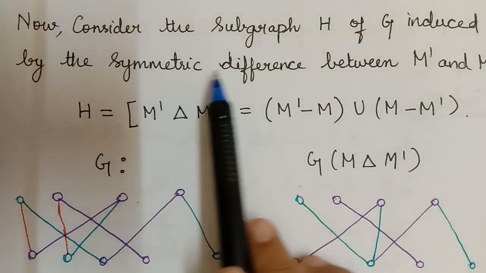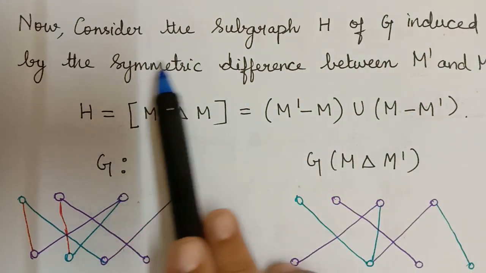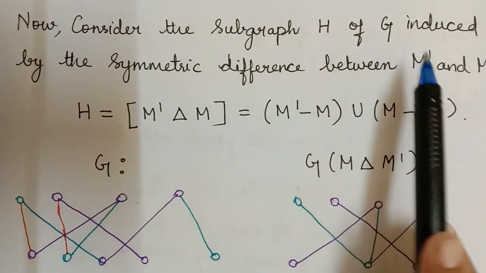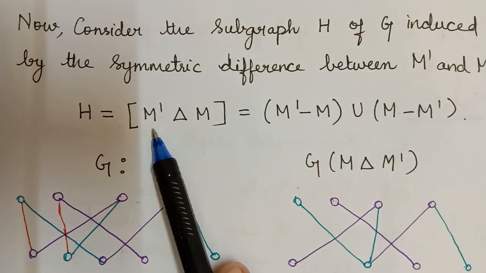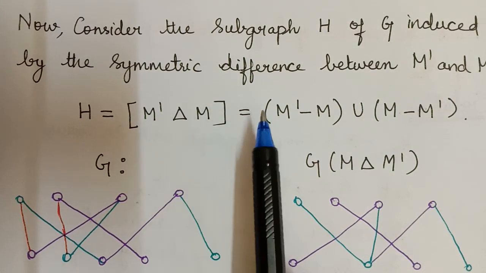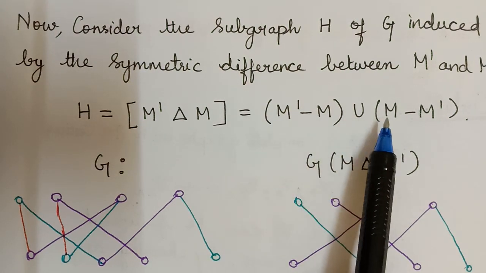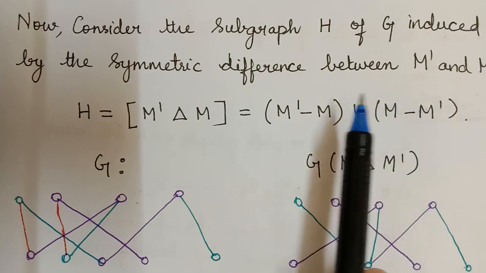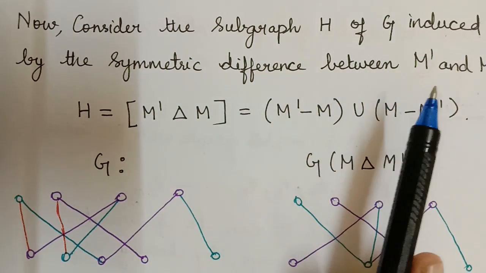So now we consider the subgraph H of G induced by the symmetric difference between M and M dash. So what is the symmetric difference between M and M dash? It is the union of M dash minus M and M minus M dash. It will contain only the edges of M and M dash.